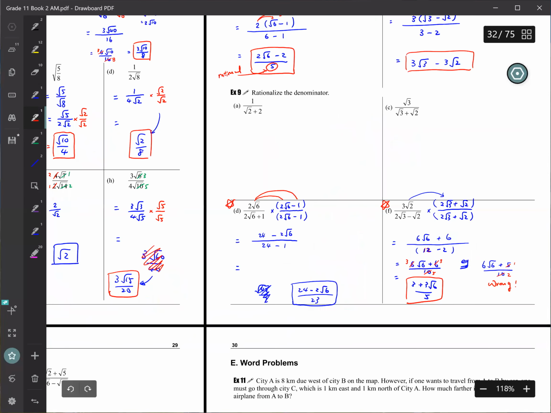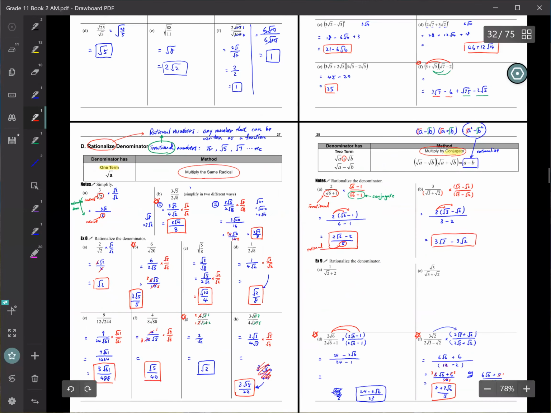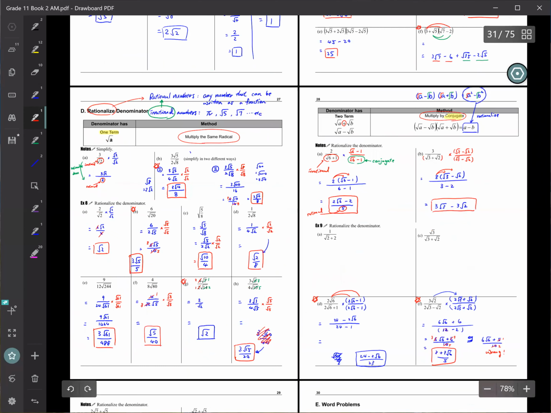Okay, so that's all I want to cover today. So your homework will include the special product and also rationalize one term and two terms. Okay, so if you have any question, you can stay after class, and I'll see you guys next week.